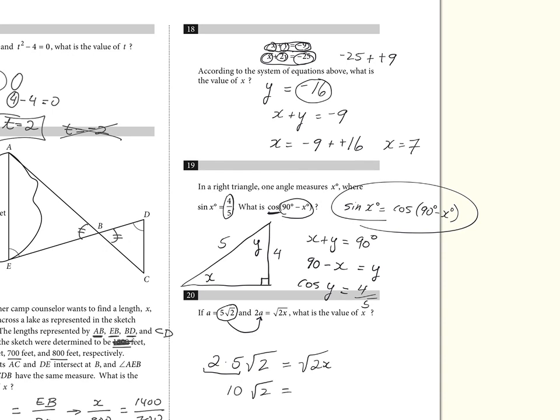Equals, and then we'll apply the exponent rule, where this becomes root 2 root x. And then we divide both sides by root 2, so the root 2's cancel out. And then we have 10 equals the square root of x, and that makes x equal to 100.